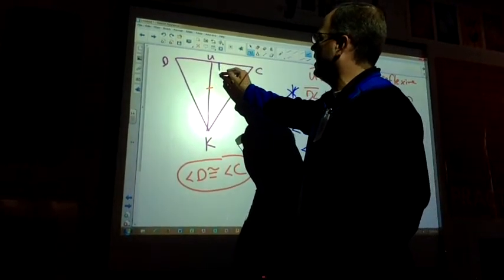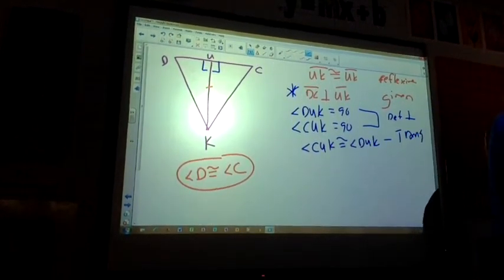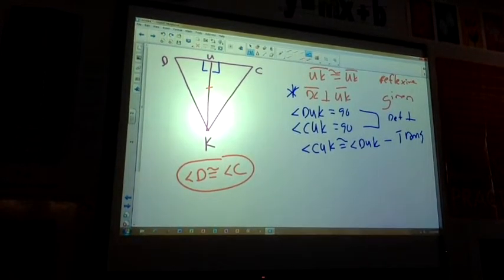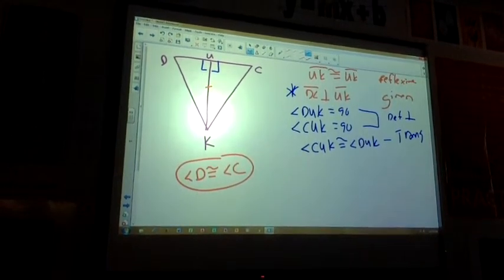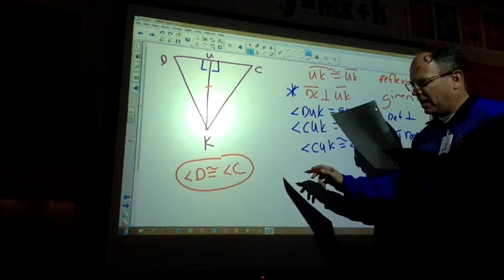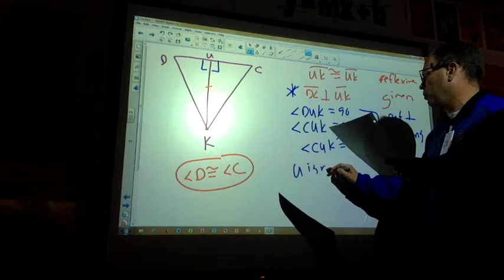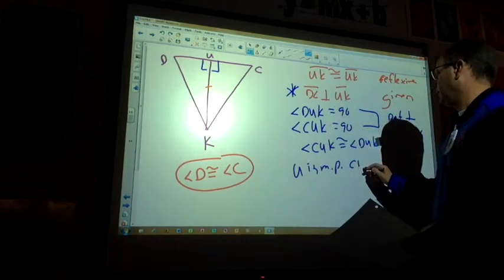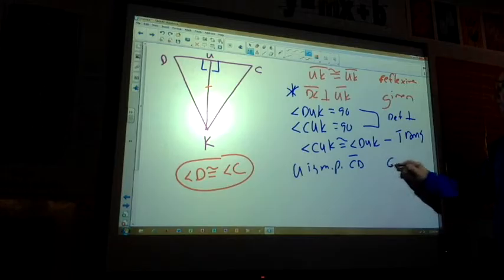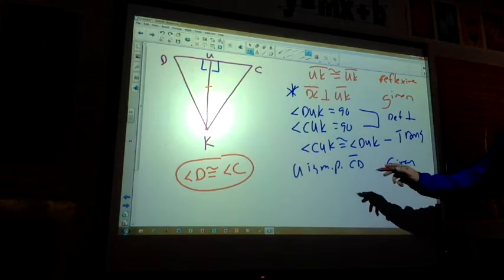So now you have this and this. Now, what should you start to be thinking about that's taking place with this? Yeah, hypotenuse leg could be taking place. Doesn't have to be hypotenuse leg, but it could be. The reason I'm saying that is because we have a 90-degree angle given. Okay? There is one more thing here. This says that U is the midpoint of CD. That's given. Here's another given. So now, what can we conclude off of this?